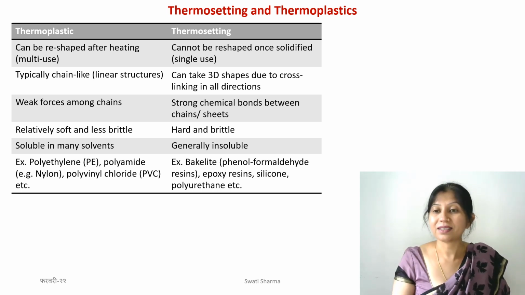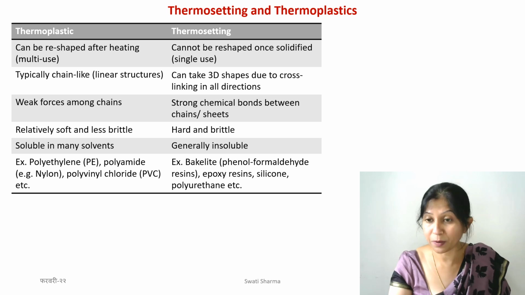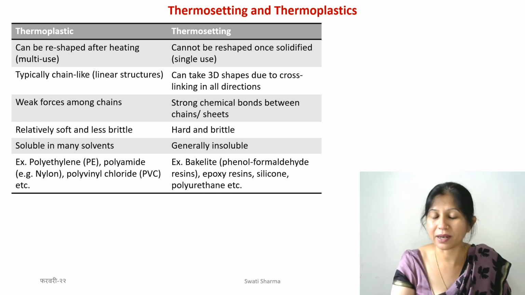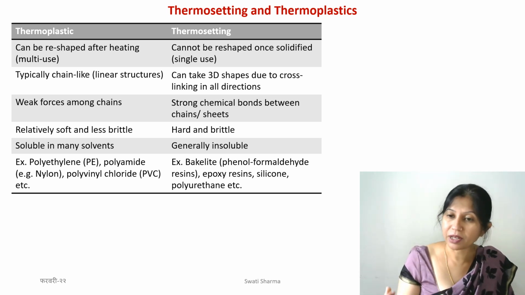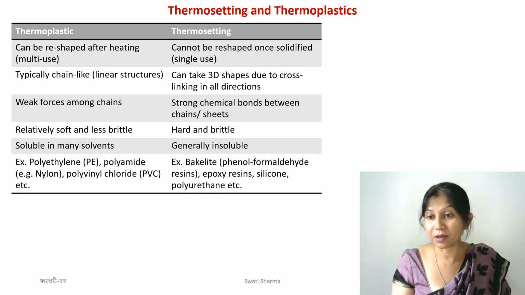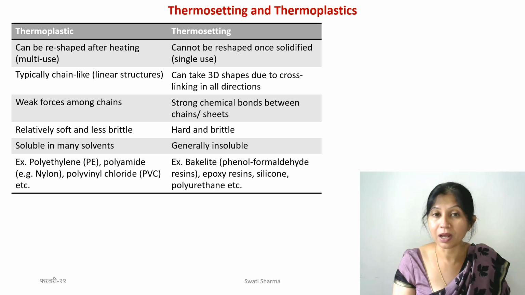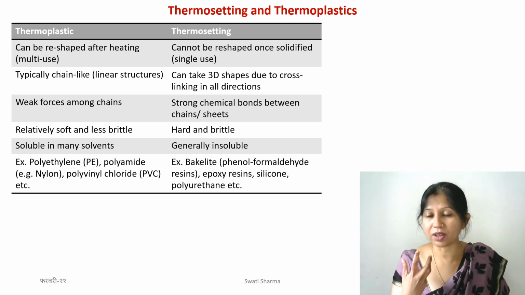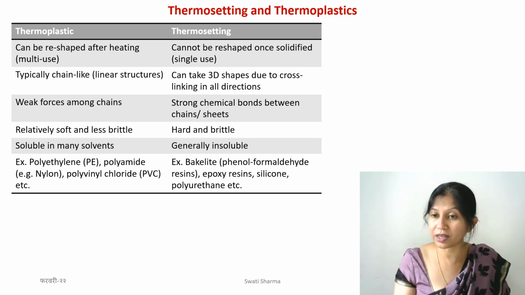But the single-use or thermosetting type of polymers, resins mainly, are often much more stable. They are chemically stable, they are thermally stable in terms of temperature, and they are also hard and brittle in most cases. So when you want to make, for example, furniture, you rather want to use materials that are hard and brittle.